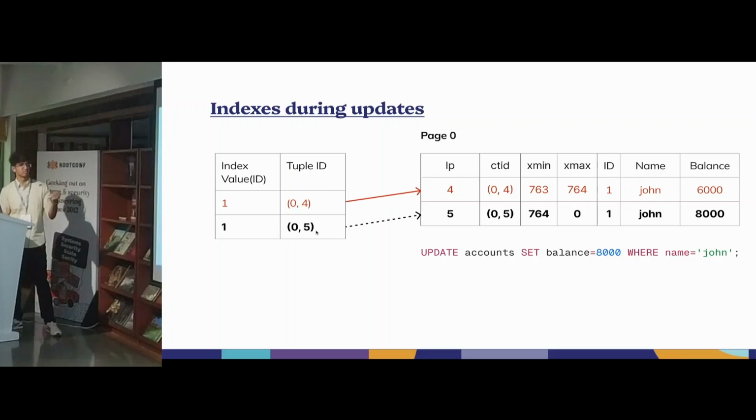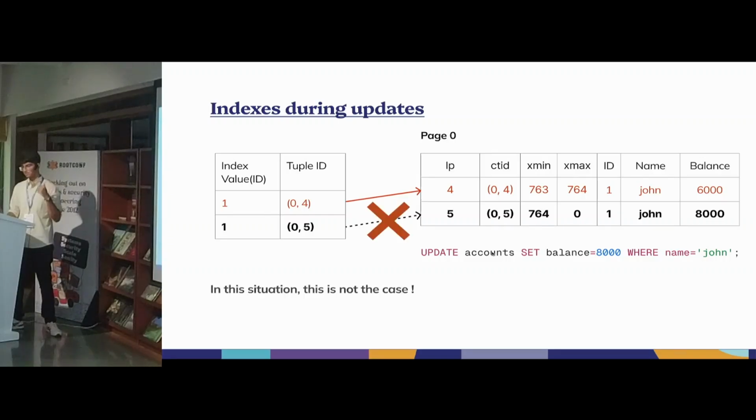And this new index is pointing to the new location of the tuple, that is 0, 5. You can see the older one is marked as dead, and the new index entry has been made to point to the new tuple that's inserted at 0, 5. And you can see the older tuple Xmax value has been set to 764 because that's the transaction that deleted it, and 764 is the one that inserted the new tuple.